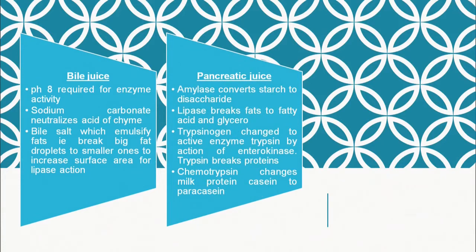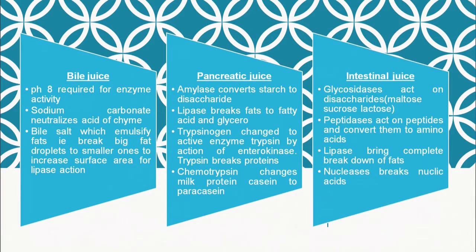Then we have the pancreatic juice, that is again secreted in the duodenum only. This pancreatic juice contains amylase which converts starch to disaccharides. Then it has lipase which breaks down fats to fatty acid and glycerol. Then trypsinogen which is changed to the active enzyme trypsin by the activity of enterokinase. Trypsin breaks the proteins. The further breaking down of protein takes place here in the duodenum. Part of the protein has already been broken down in the stomach. Then there is chymotrypsin which changes the milk protein casein to paracasein.